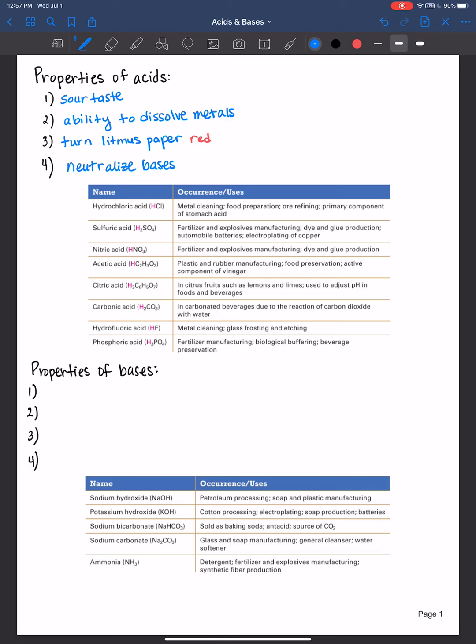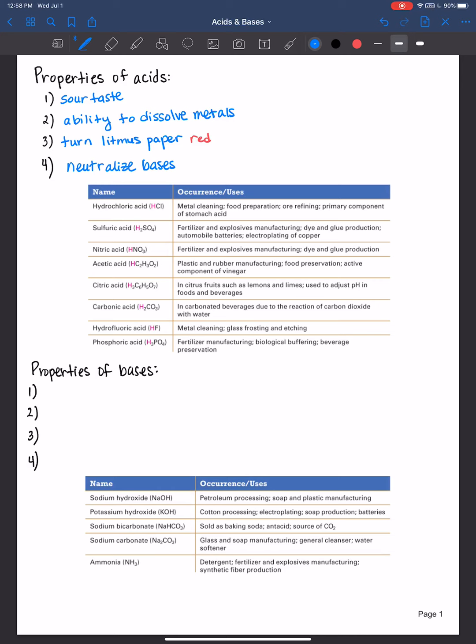In this table, there are a few examples of acids you come across. Hydrochloric acid is a primary component of stomach acid. Sulfuric acid's used in automobile batteries. We'll talk about that in a future video on electrochemistry. Nitric acid's used in fertilizer. Acetic acid is the key component of vinegar. Citric acid's in your foods and your beverages.